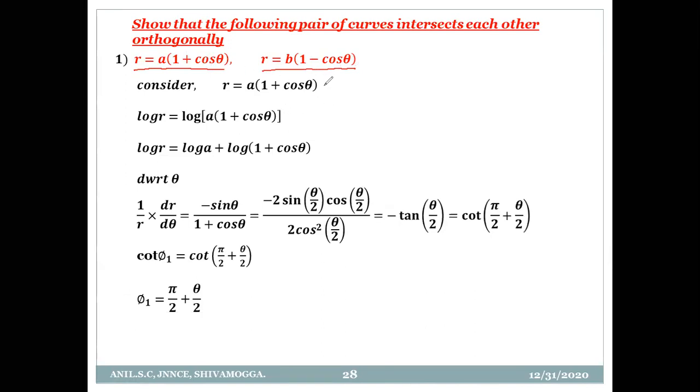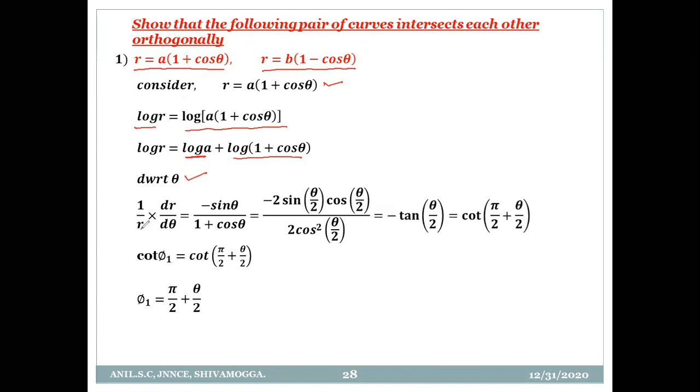Consider R is equal to A into 1 plus cos theta. First curve. Take log on both sides. Log R is equal to log A into 1 plus cos theta, and this takes log M into N form. This can be written as log M plus log N. Now differentiate both sides with respect to theta.